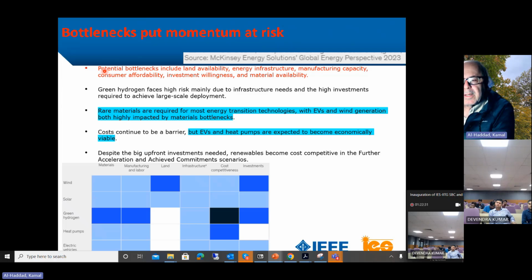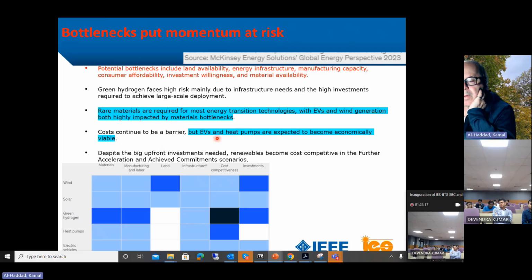Another possibility, green hydrogen, faces high risk mainly due to the infrastructure needed. So we are not hoping that hydrogen as an energy storage system can flourish very fast and rapidly, and it requires a lot of investment and a lot of safety measures. Rare materials are also a big challenge, because of all the magnetic material that we are using, whether for wind turbines, wind generators, EVs, and so on, and the battery materials. All these rare materials are a big challenge for humanity. And the cost, the price, is still very expensive.